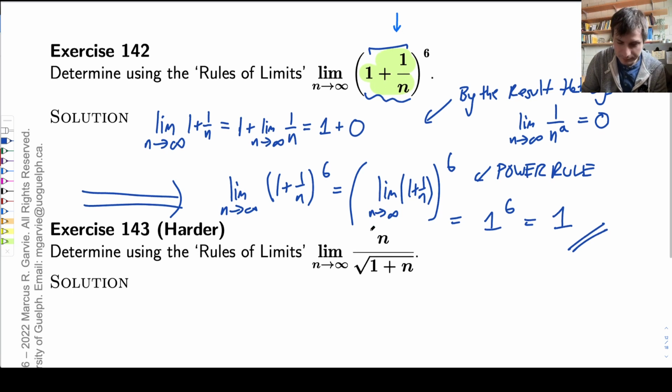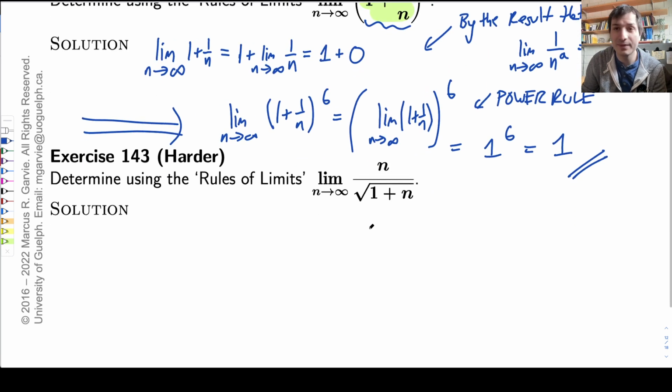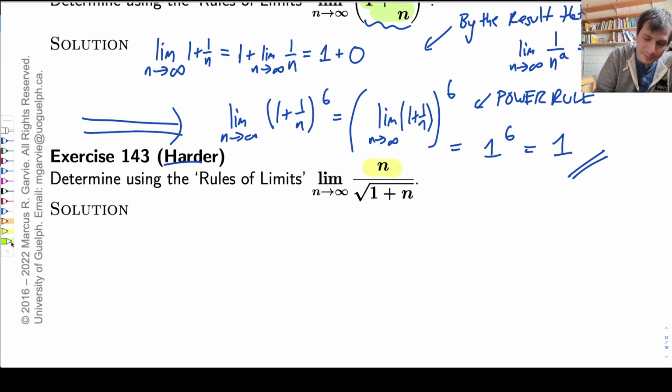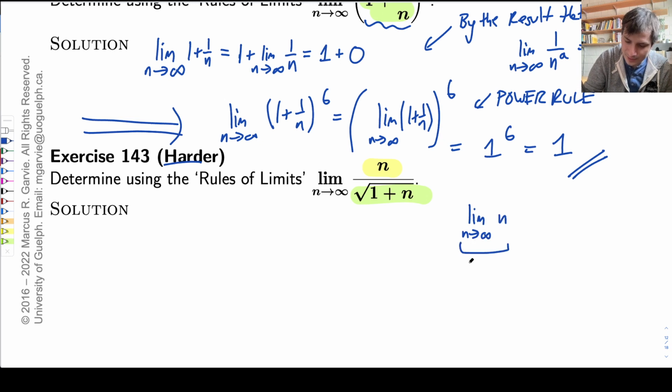Okay. Let's move on to 143. And this one they say is harder. Why is it harder? Because the simple way to split it up, you could split it up into the top and the bottom. This will not work. And the reason is the limit of the top on its own, this is just the top, the limit as n goes to infinity of n is, of course, infinity, right?